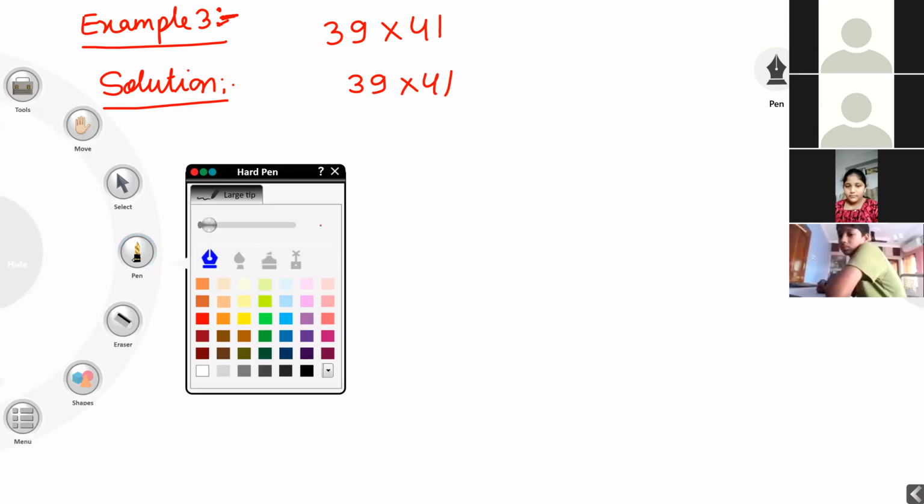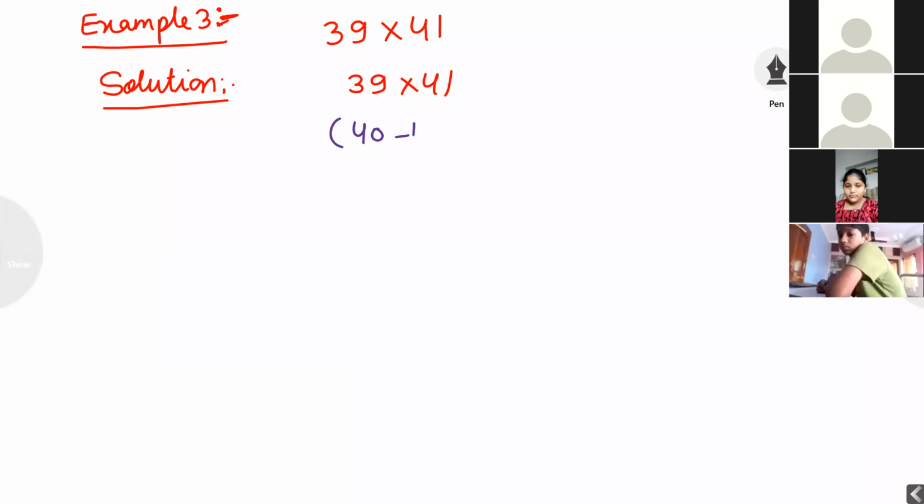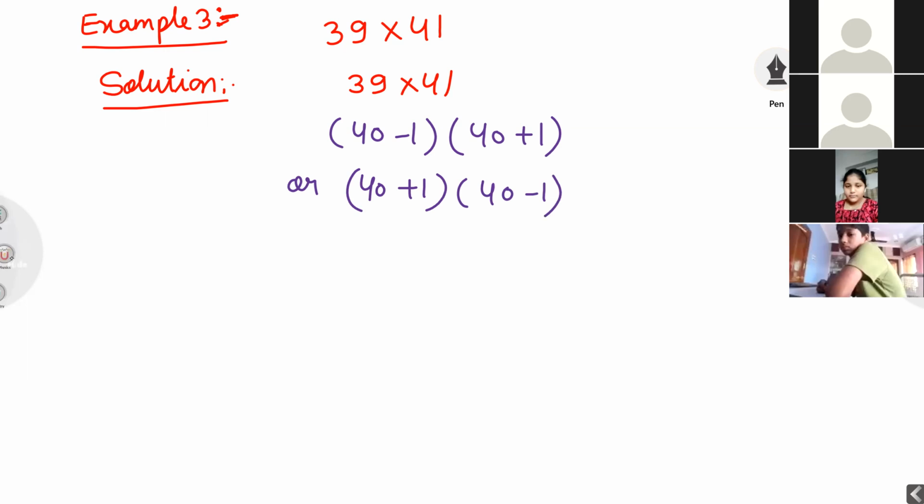39 I can write here 40 minus 1, and 41 I can write here 40 plus 1. It is looking like 40 plus 1 and 40 minus 1, a plus b, a minus b. We can interchange also, or 40 plus 1, second bracket, 40 minus 1. A plus b, a minus b. It is looking like a plus b, a minus b.